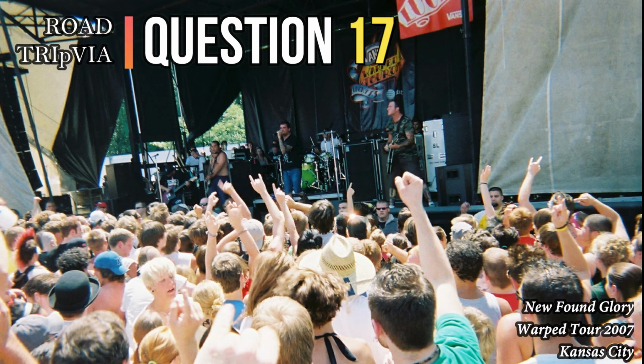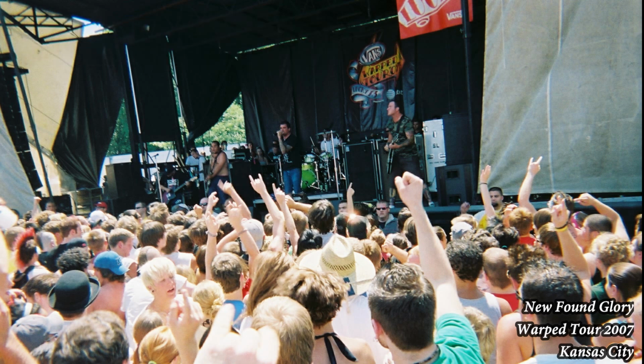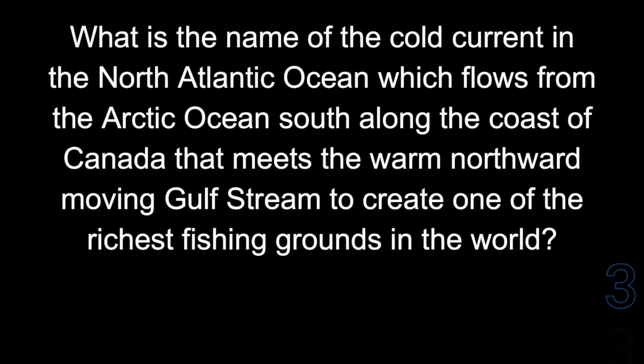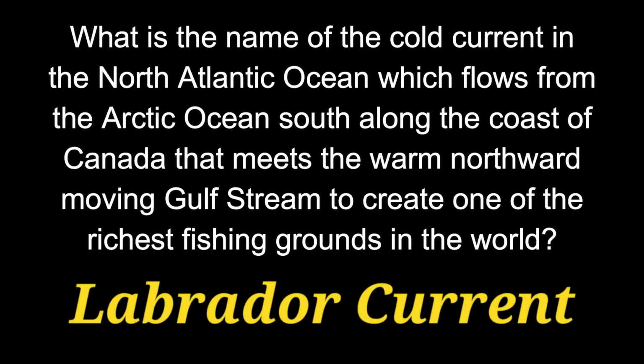Question 17. What is the name of the cold current in the North Atlantic Ocean which flows from the Arctic Ocean south along the coast of Canada that meets the warm, northward moving Gulf Stream to create one of the richest fishing grounds in the world? The current we're looking for is the Labrador Current.